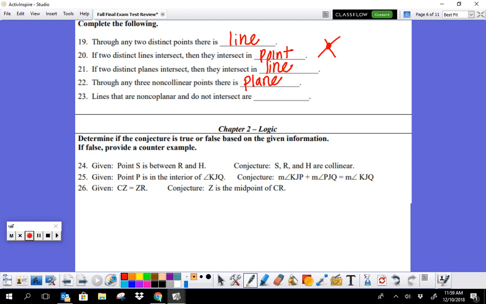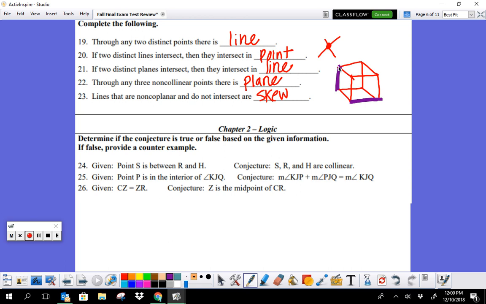23, lines that are non-coplanar and do not intersect, we talked about this already, these are skew. Let me give you a visual of skew lines, maybe from a cube standpoint. If I have this cube over here, and I'm looking at this line right here at the bottom and this line right here, those would be skew. Notice that they are non-coplanar, they're not on the same plane. But again, I told you earlier, you might also hear that they're not parallel, but they also do not intersect. Okay, so those would be called skew.